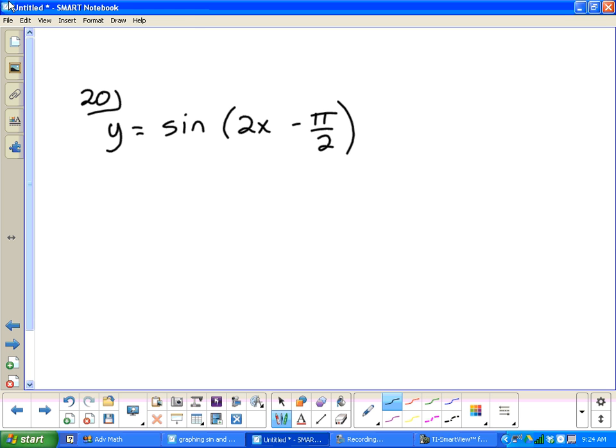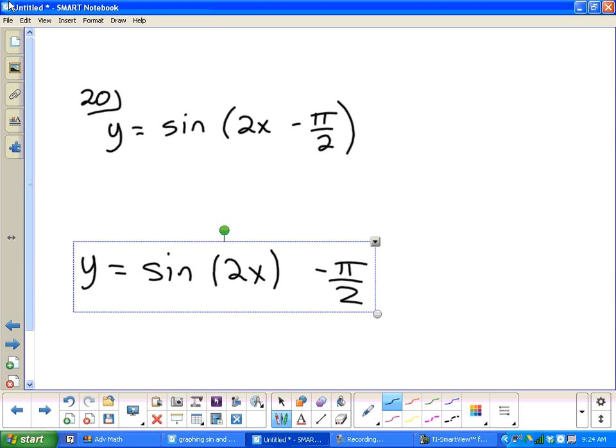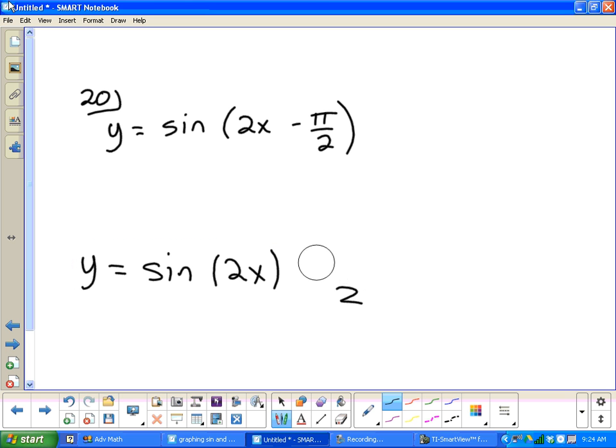Now, let's notice the difference. I'm just going to write this down real quick and then erase it. What's the difference there? This one would be a vertical shift of down pi over 2. Does that make sense? And then the other one's going to be a horizontal shift, or a phase shift. So it's the parentheses. When I get it in the parentheses, there's my phase shift. That's the key.